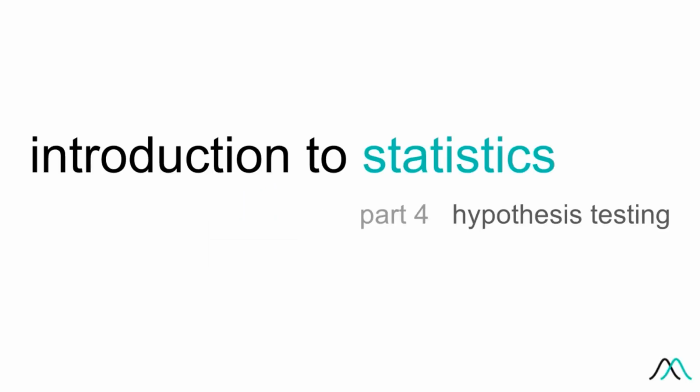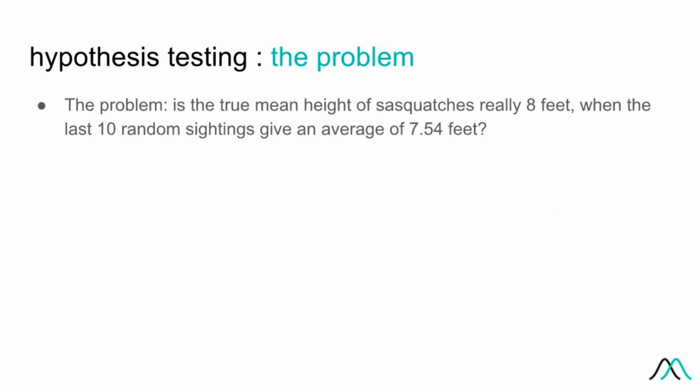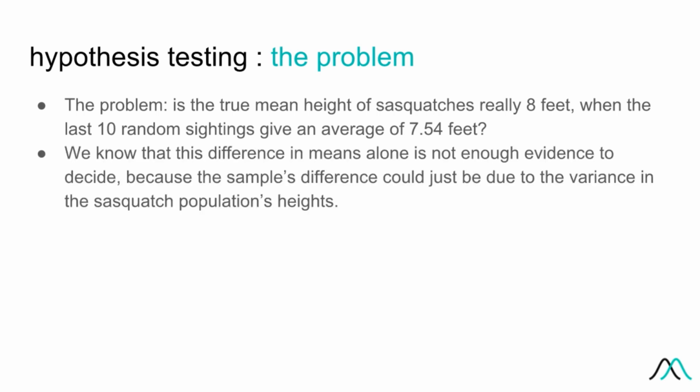And now, to bring it all together, I give you part 4 on hypothesis testing. Let's start by recapping the problem. Is the true mean height of Sasquatches really 8 feet when our sample of 10 random sightings gave an average of 7.54 feet? And as we've covered before, this difference itself is not enough to say one way or the other, because the difference could just be due to the variance in the Sasquatch population's heights itself. It could be due to sample error.